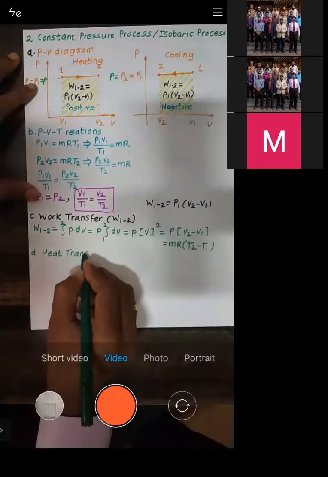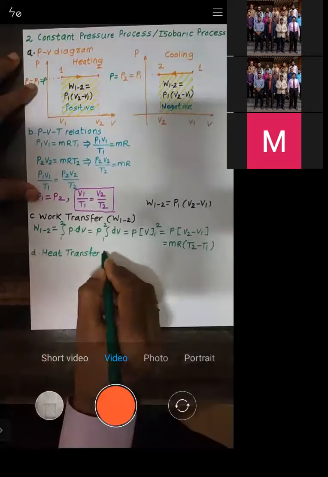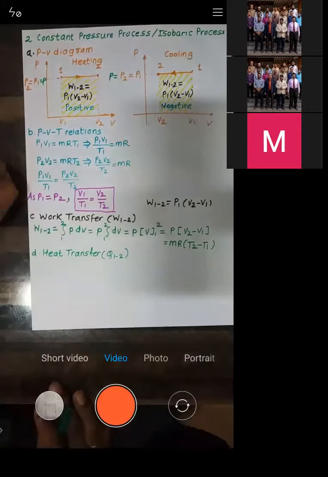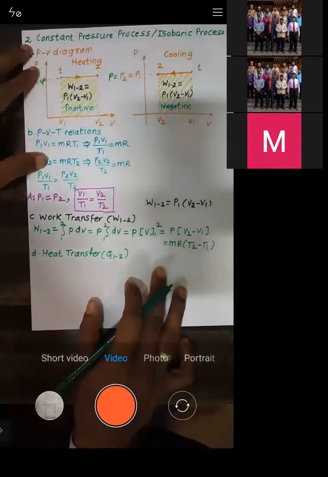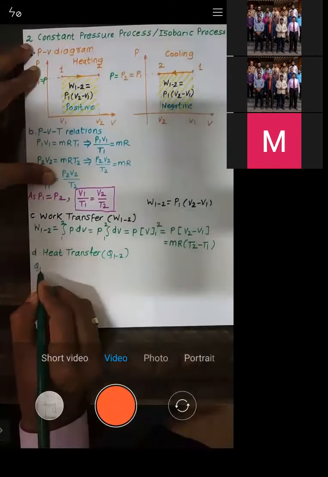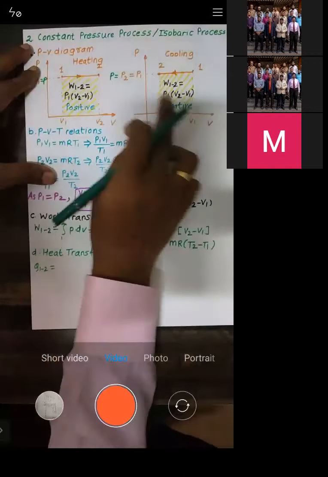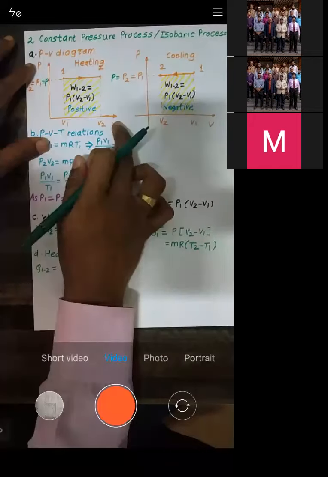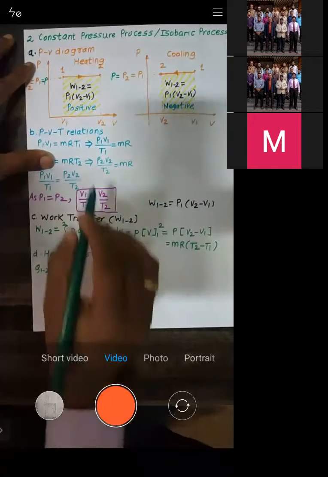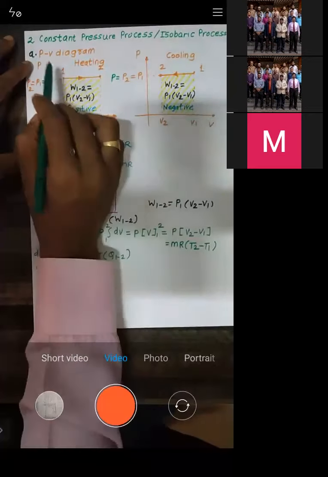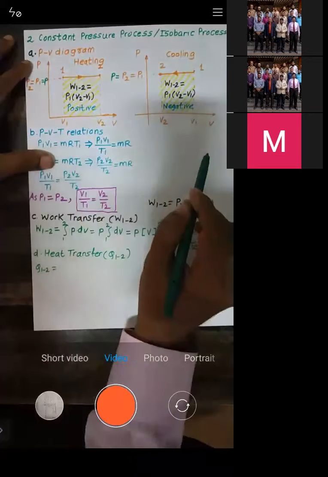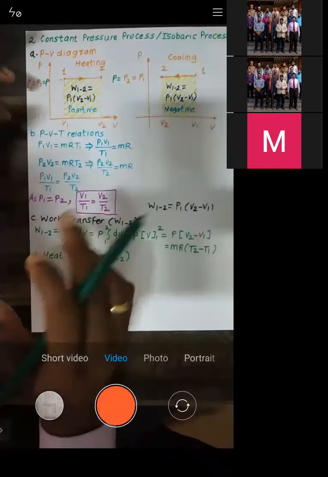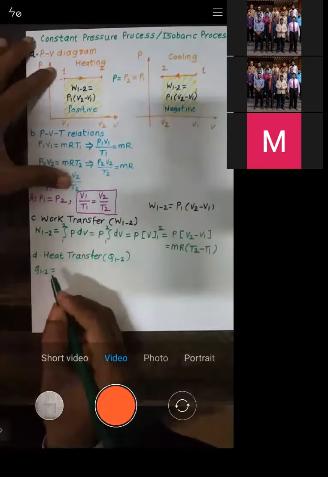We are interested in calculating heat transfer, which is indicated by Q12, right? So how will we calculate Q12? With this diagram, we are not able to calculate heat transfer because this is a PV diagram. To calculate heat transfer you require a TS diagram, the temperature entropy diagram. If you plot any process on a temperature entropy diagram, it will give you the heat transfer.